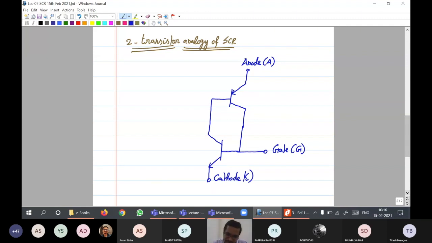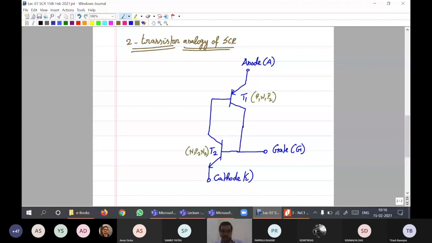I will now name these transistor T1 and transistor T2. T1 is a PNP transistor, comprised of P1, N1, P2 layers, whereas transistor T2 is an NPN configuration, comprised of N1, P2, N2 layers.